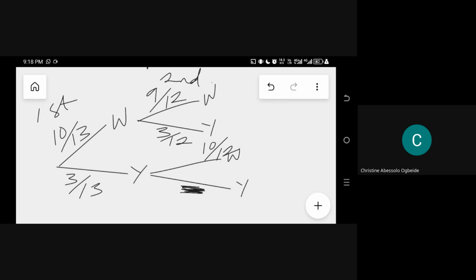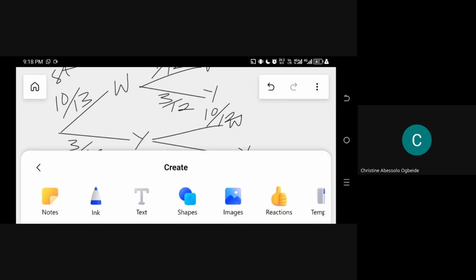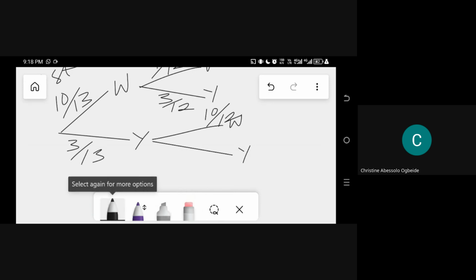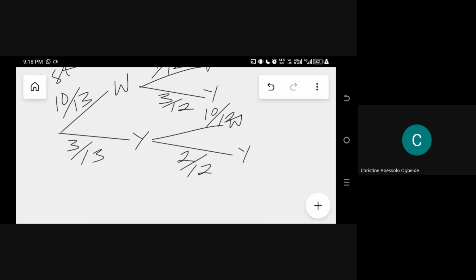If you picked yellow the first time, a yellow, and you didn't replace it, does a yellow still remain, 3, for the second time you want to pick yellow? No, sir. So what should that probability be of picking yellow the second time? 2/12. So that should be 2, because you picked yellow the first time and you didn't replace it. So picking yellow the second time would be 2 out of 12.